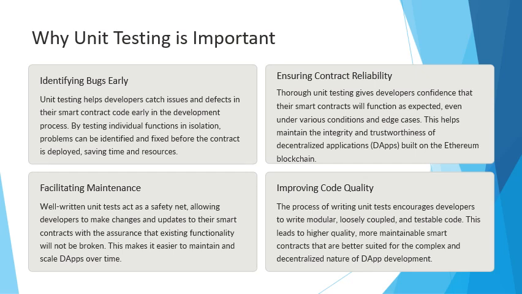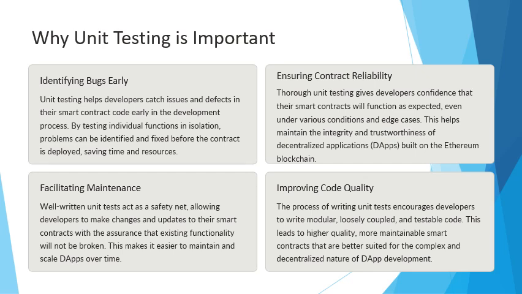Unit testing is important because it helps us identify bugs early. By doing so, we can save a lot of time and resources since problems can be fixed before the contracts are deployed. It helps in ensuring contract reliability. It gives developers the confidence that the smart contract will function as it is intended to, even under edge cases. It helps in maintaining the integrity of the DApp. It helps in facilitating maintenance.